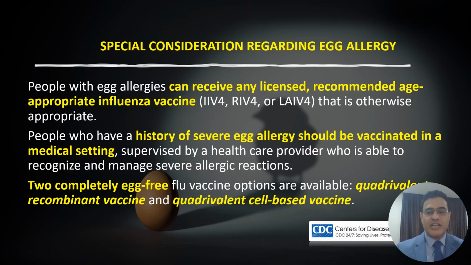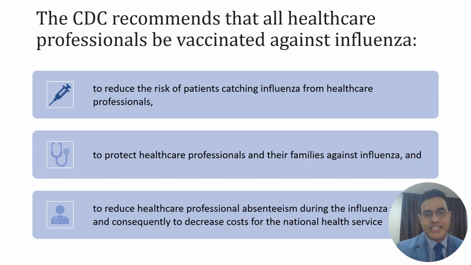Even now, the CDC has suggested that for people with severe egg allergy, which previously was a contraindication for the flu vaccine, they can receive any licensed, recommended, age-appropriate vaccine. People with severe urticaria requiring an adrenaline injection for the allergy can still be vaccinated under proper supervision, where these urticaria and other allergic reactions can be managed. Or if they don't want to go with the egg-based vaccine, they can plan egg-free vaccines like the quadrivalent recombinant vaccine or cell-based quadrivalent vaccines.